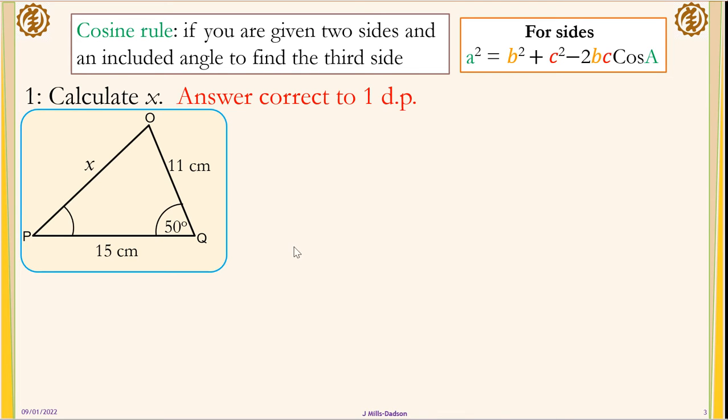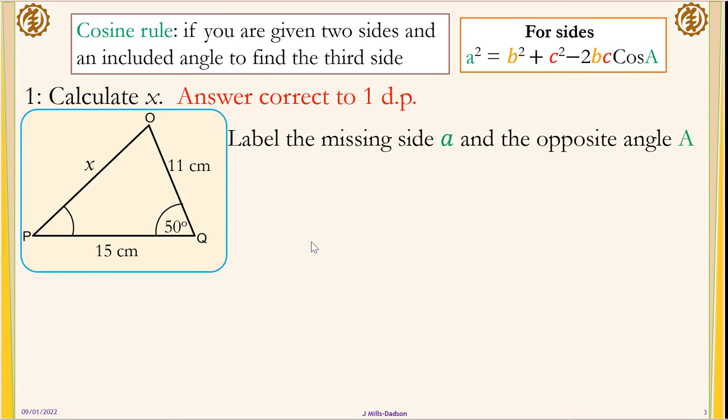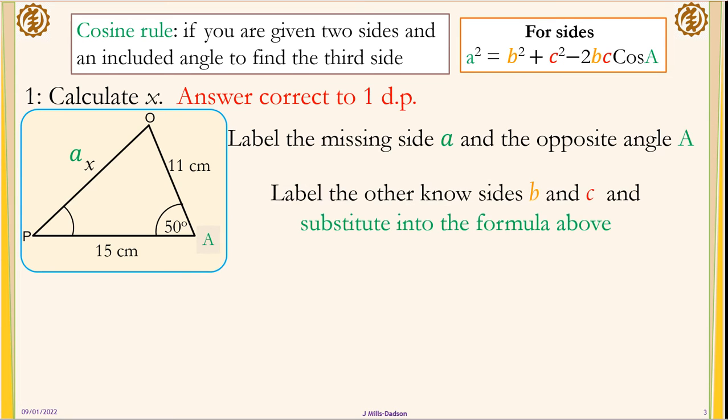Do the labeling correctly. So you label the missing side small a, and the corresponding angle big A. Then you label the other two sides B and C, because that's what you need in your formula.